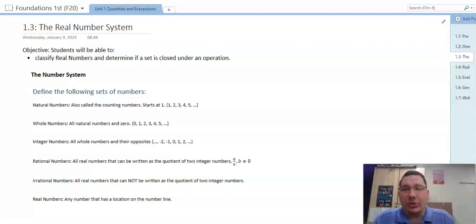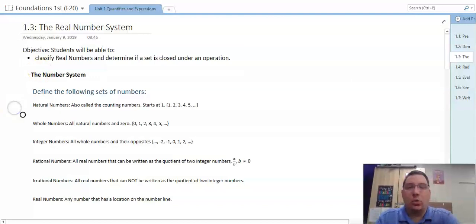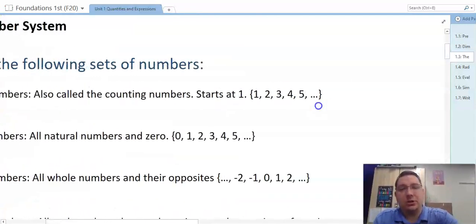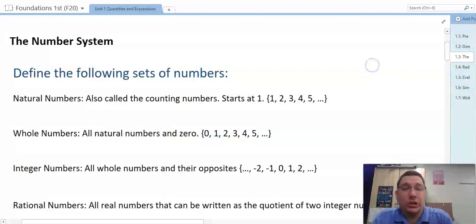Today we're going to look at 1.3 on the real number system. The objective is that you'll be able to classify real numbers and determine if a set is closed under certain operations. And so we're going to look at the number system today and just kind of remind ourselves of what the different sets of numbers are and how they interrelate with each other.